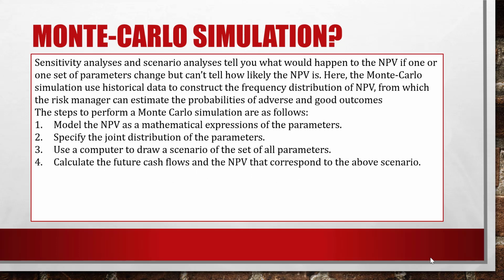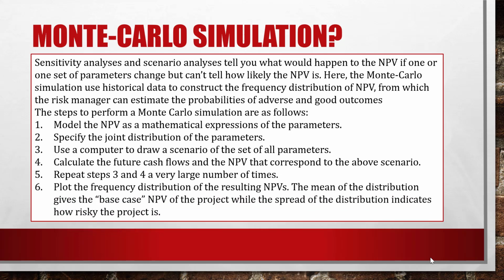Number 4, for each of these scenarios, we calculate the future cash flows and the NPV. And we repeat steps 3 and 4 a very large number of times, sometimes maybe 1,000, 5,000, 10,000. It's really much like bootstrap. Number 6, we plot a frequency distribution of resultant NPVs. The mean of the distribution gives the base case NPV of the project, while the spread of the distribution indicates how risky the project is.